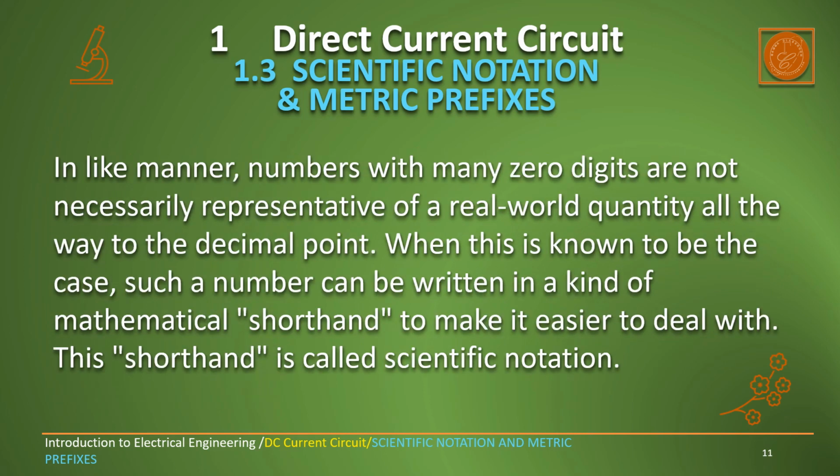In like manner, numbers with many zero digits are not necessarily representative of a real-world quantity all the way to the decimal point. When this is known to be the case, such a number can be written in a kind of mathematical shorthand to make it easier to deal with. This shorthand is called scientific notation.